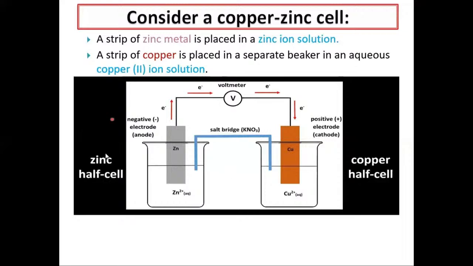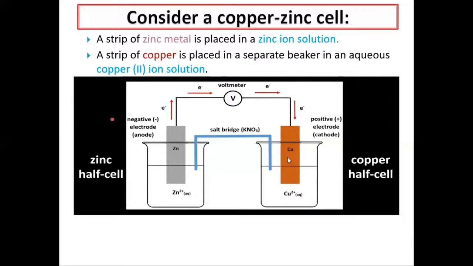That's the meaning. So this is the half cell for zinc and the half cell for copper. These two beakers are connected by a salt bridge. The salt bridge is very important in giving these two cells ions.